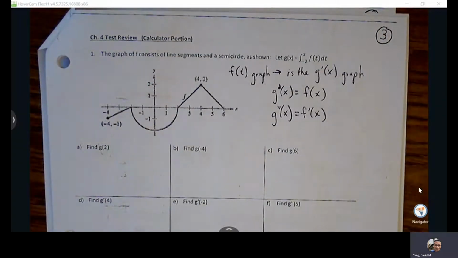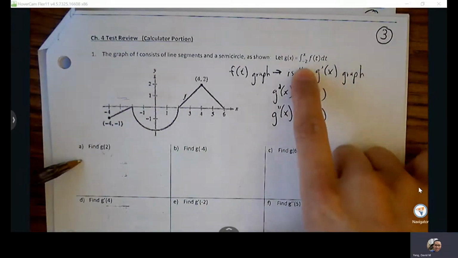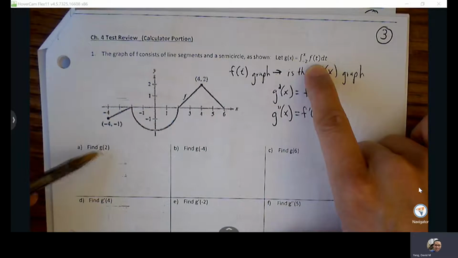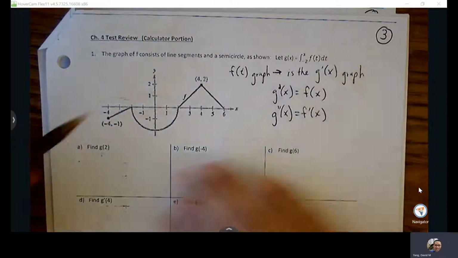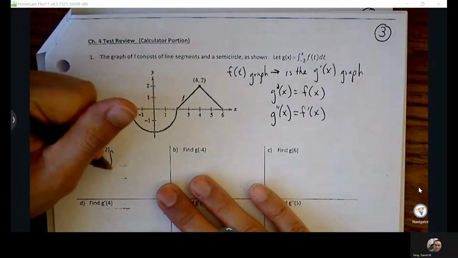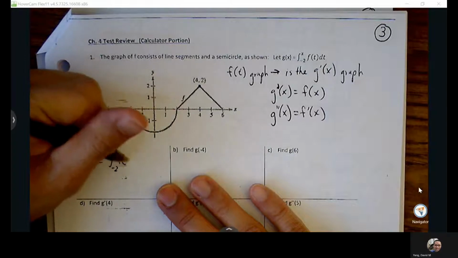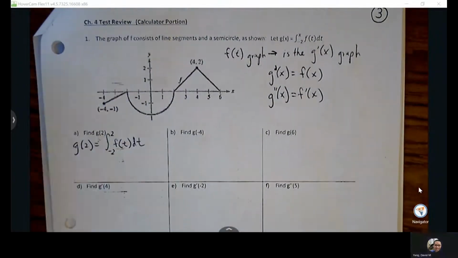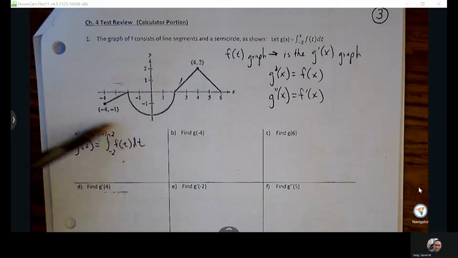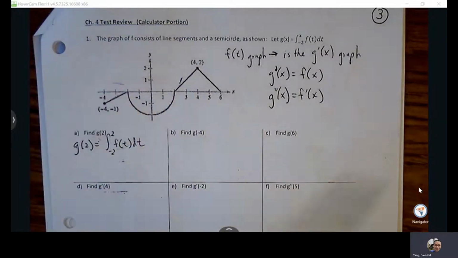Okay, so starting with part A, find g of 2. So to find g of 2, we see that this is the definition for g. So all we do is replace every x we see with 2. So now we know what to do. We know that we're going to be involving the graph. We're going to be involving the region between the graph and the x-axis. And between -2 and 2, we're only ever looking at the region between the graph and the x-axis.